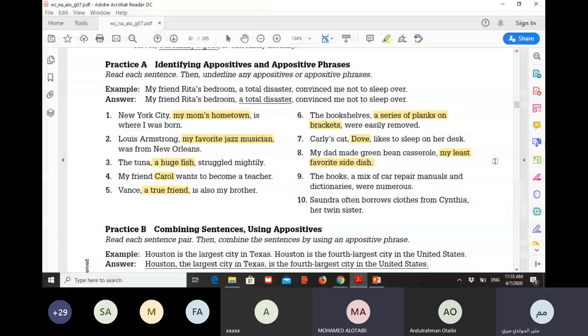Teacher, I know. A mix of car repair manuals and dictionaries. Because if you omit this part, it will be "The books were numerous," and it gives a sense. It makes meaning. So this is the appositive, a mix of car repair manuals and dictionaries. Teacher, can I do number 10? Muhammad Ataibi.